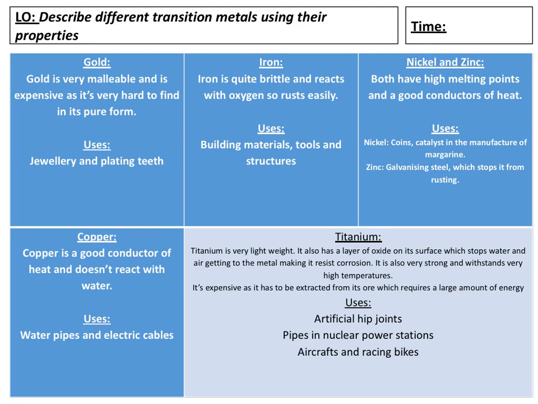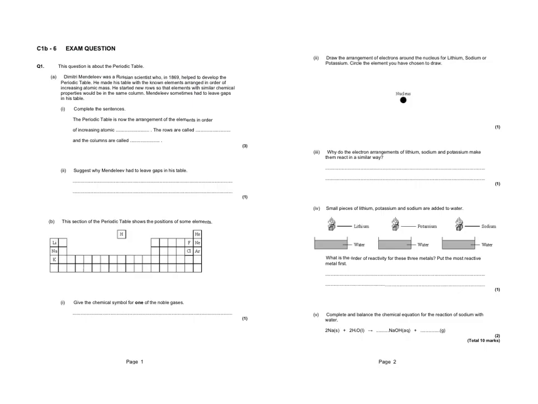It is, however, pretty expensive because it has to be extracted from its ore with a large amount of energy, and it can be used for artificial hips, pipes in nuclear power stations, and aircrafts and racing bikes, because it's very, very strong but fairly lightweight. So there are your properties and therefore the reasons for using those metals for different reasons.